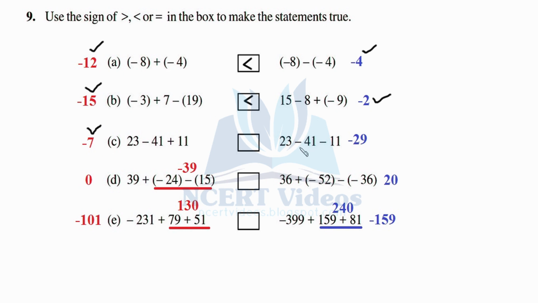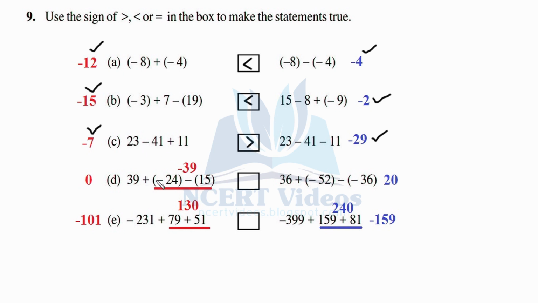Now here add 41 plus 11. How much? 52. Minus 52. Sign will come of negative and they will be subtracted. So minus 29. Now let's compare it. Obviously minus 7 is greater. Therefore you have to open the bracket sign towards greater number. Therefore it will come like this. So minus 7 and we read it as minus 7 is greater than minus 29.